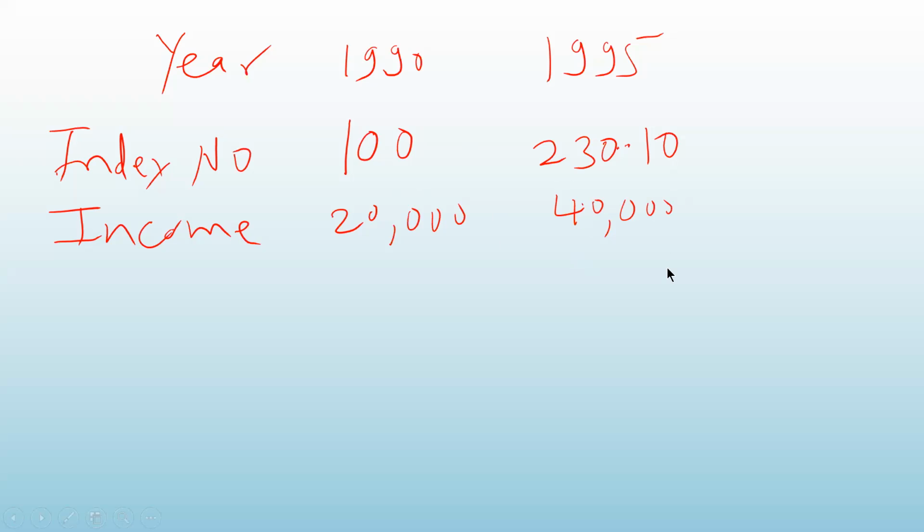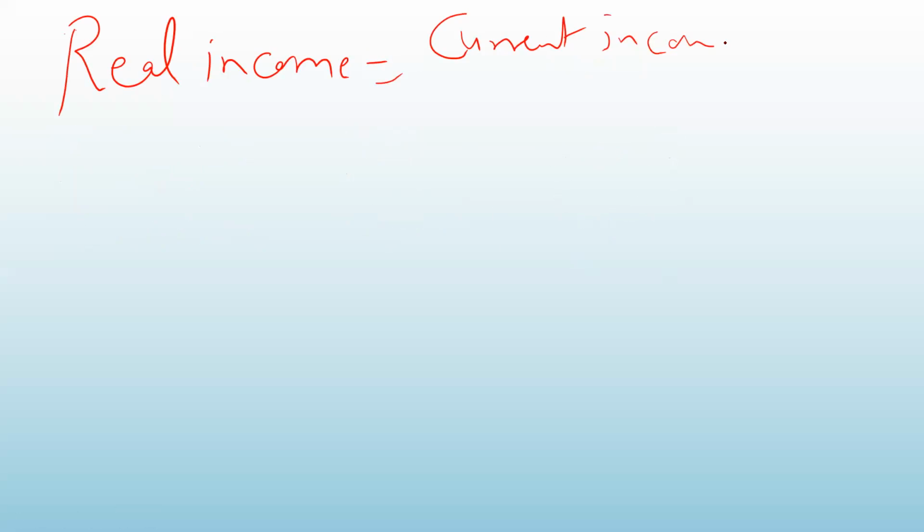Kiska income double ho gaya hai. But is it his real income? So here comes the concept of real income. Now, what is real income? Real income is equal to the current income divided by the cost of living index number multiplied by 100. That is the real income.